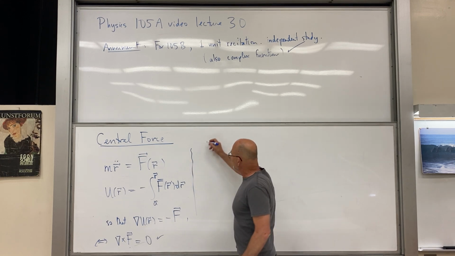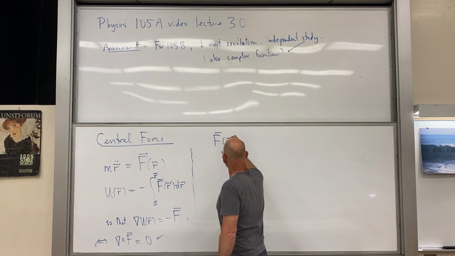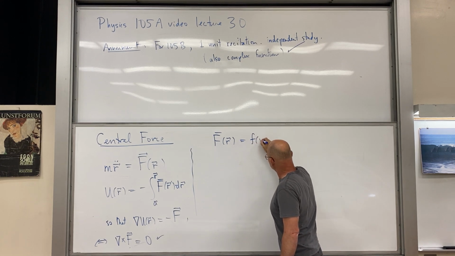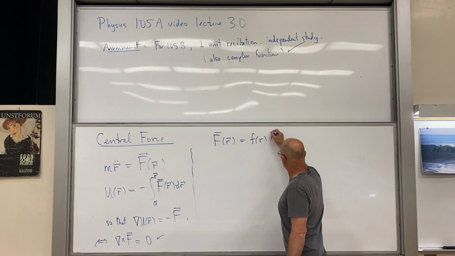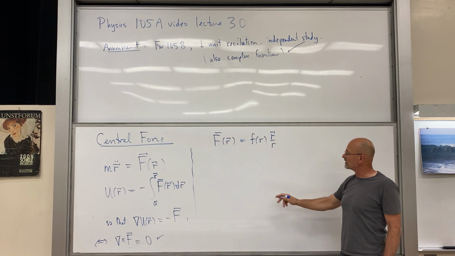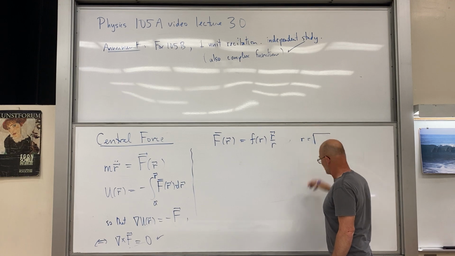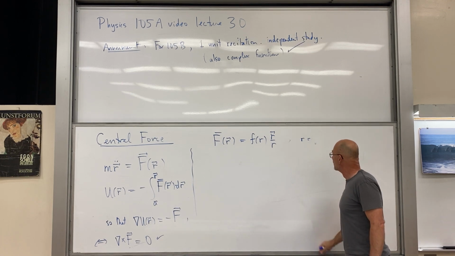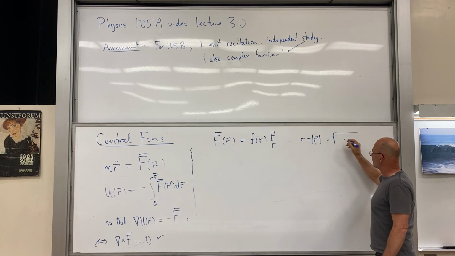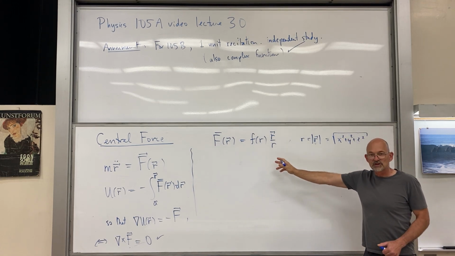So the next step we had is that our central force has this form. It's a function of r times this unit vector. This unit vector just gives the direction. It's directed away from the origin. And this r here is the magnitude. How about I just write the magnitude of r, which in free space here is x squared plus y squared plus z squared. We did a little calculation with this. I assigned something.